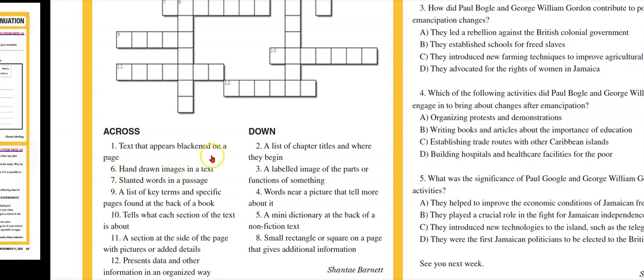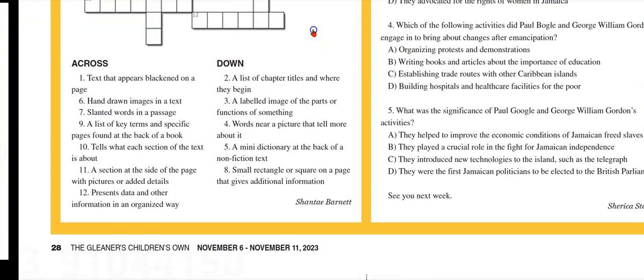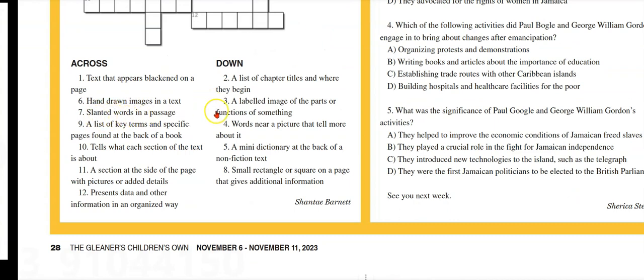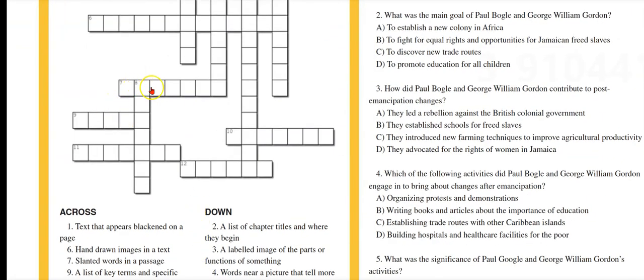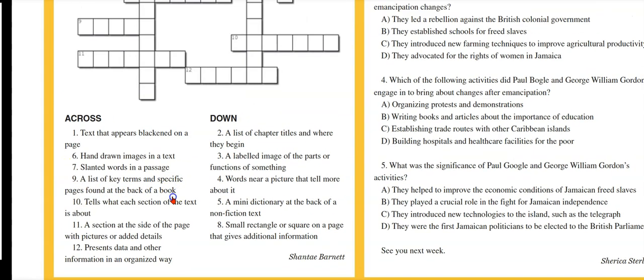Hand-drawn images in a text that looks like 6 across. Illustrations, I-L-L-U-S-T-R-A-T-I-O-N-S. Okay, so it looks like illustrations could fit here. Bold here, we'll get back to that one. Let's go again. Slanted words, 7, that look like italics. I-T-A-L-I-C-S. Italics, cool.